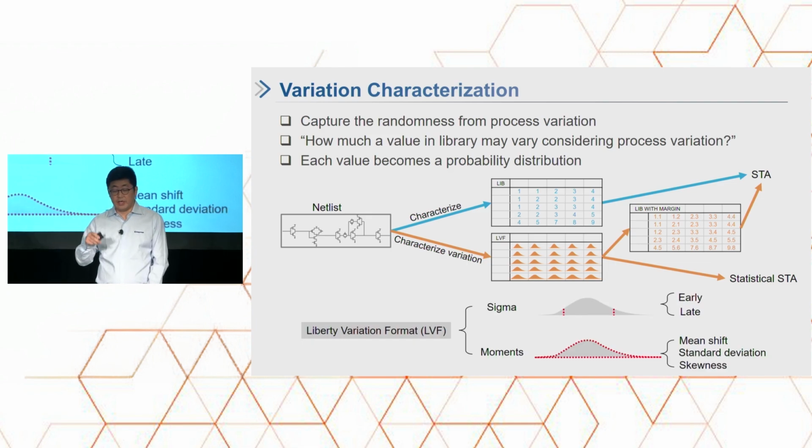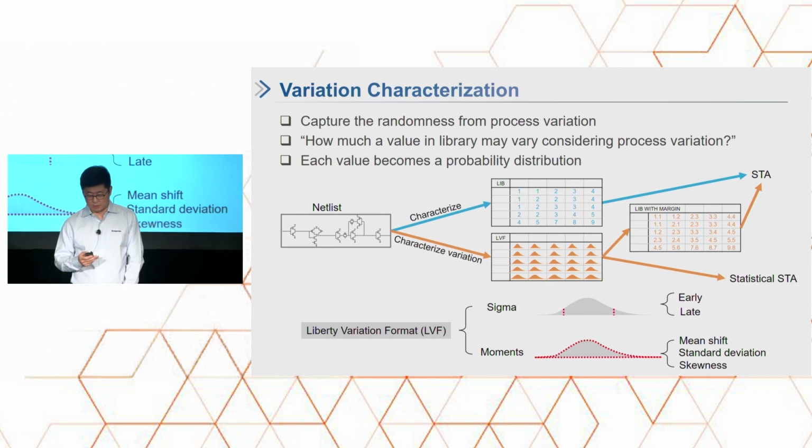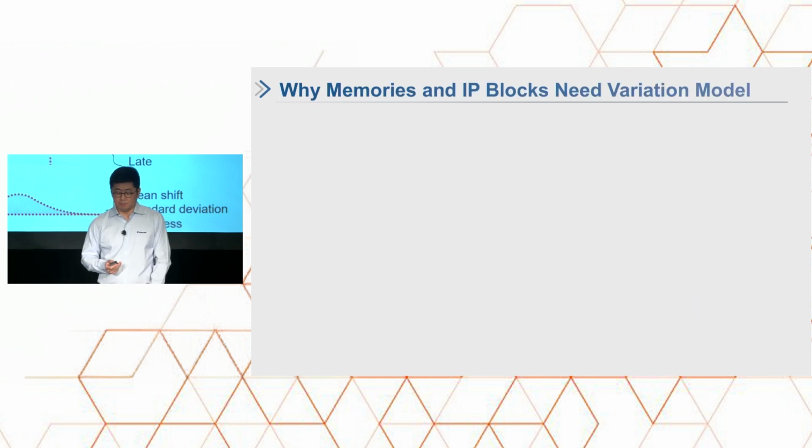There are two ways to model the distribution. One is sigma, basically we're capturing the worst case, and the other is moments, where we are capturing the shape of the distribution using some mathematical formula.